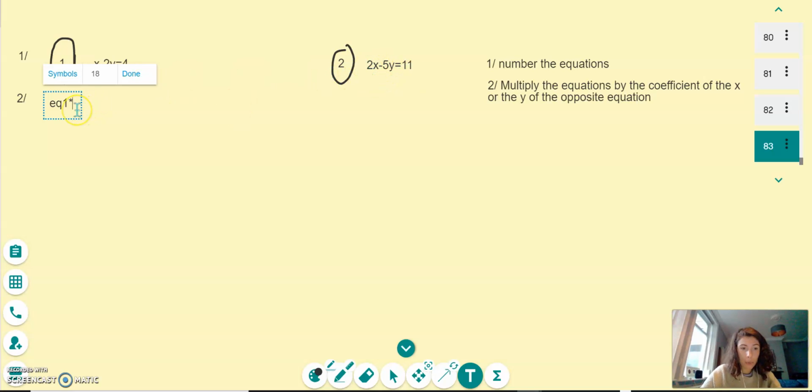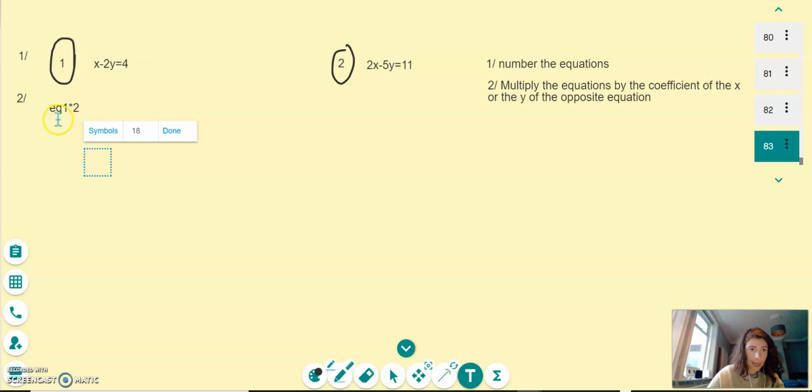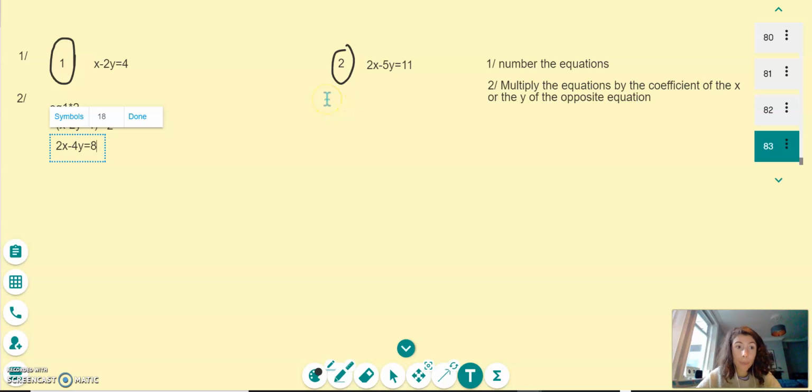So equation number 1 times by 2. So we're going to have x minus 2y equals 4, all multiplied by 2. So that's going to give us 2x minus 4y equals 8. And that's going to be our new equation that we're going to work with in a second, which I'll show you once I get on to step 3.